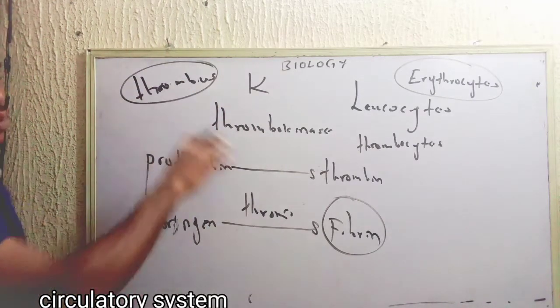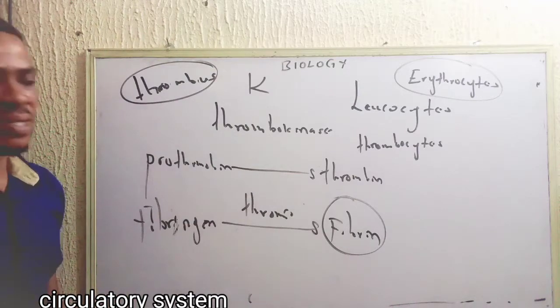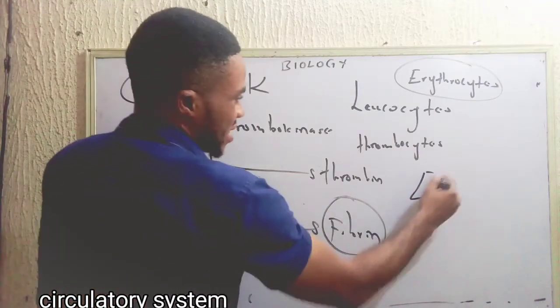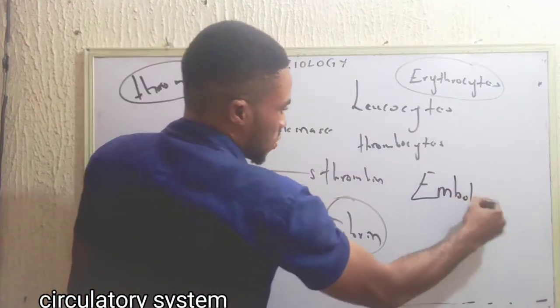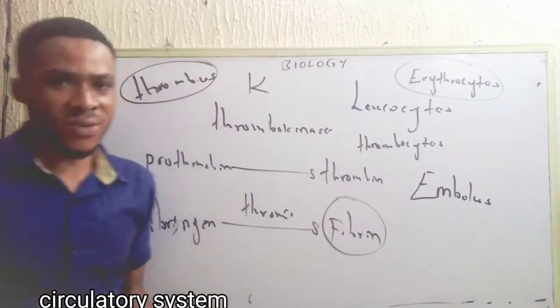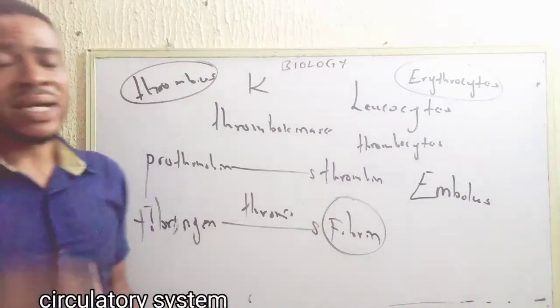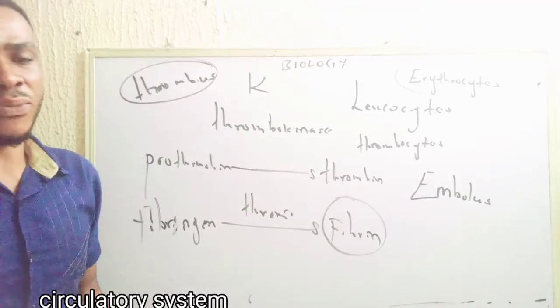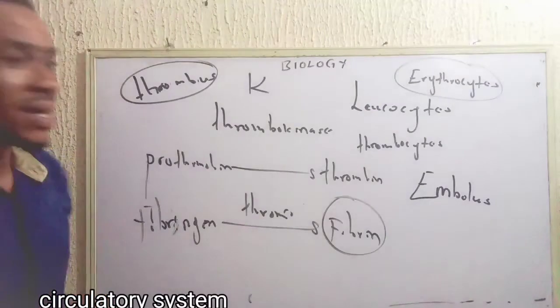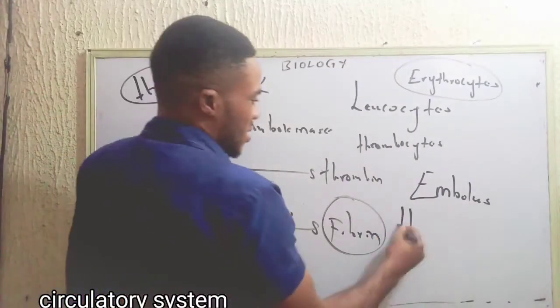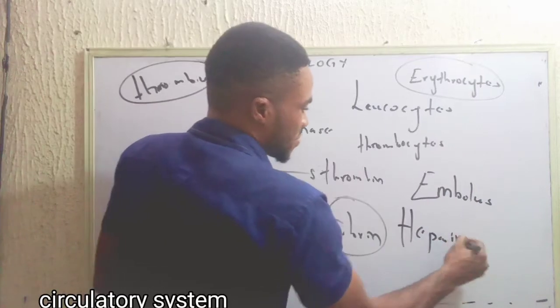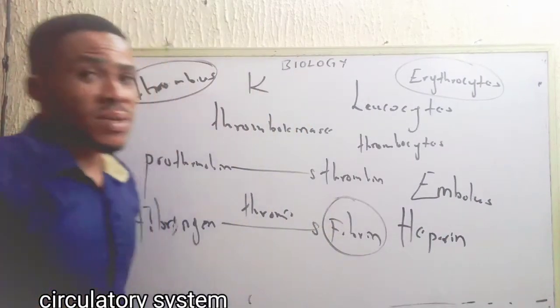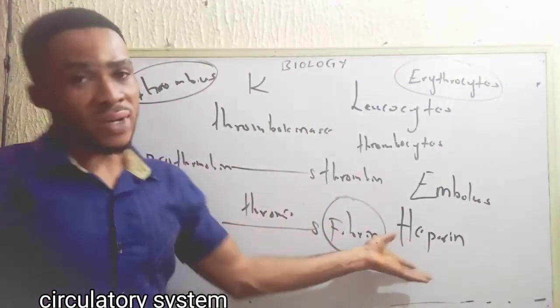If this thrombus happens to be mobile in your system, it will be called the embolus. But that doesn't actually happen very often. Why? Because there's a natural anticoagulant in your system that prevents the blood from clotting unnecessarily. That is known as heparin, as it may sound. That's a natural anticoagulant in your system.